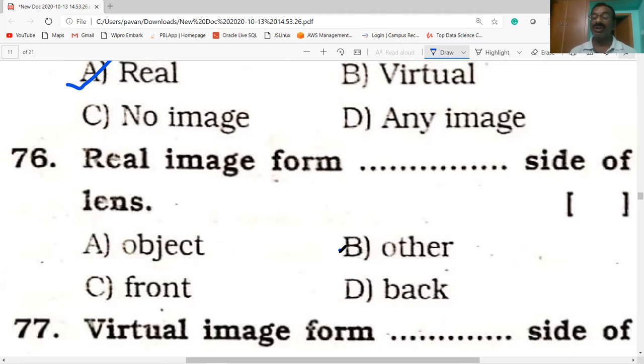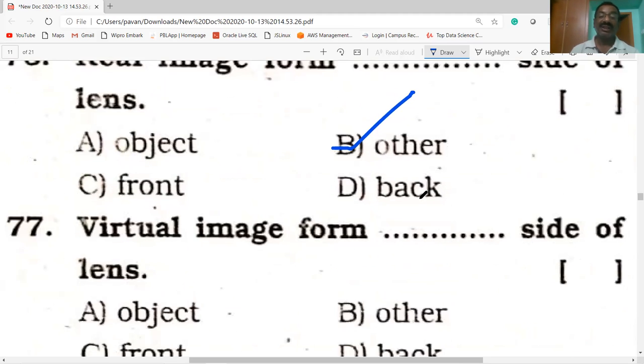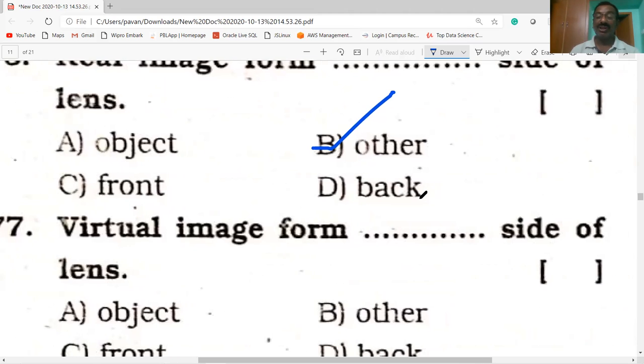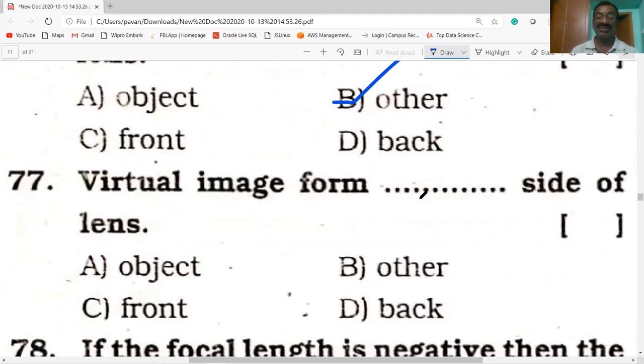The real image is formed on the other side of the lens. Next, the virtual image is formed on the same side of the lens, the object side of the lens. The virtual image is formed on the object side of the lens.